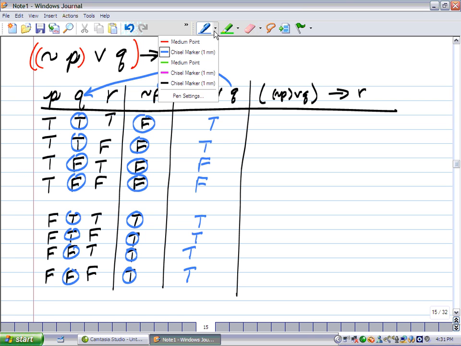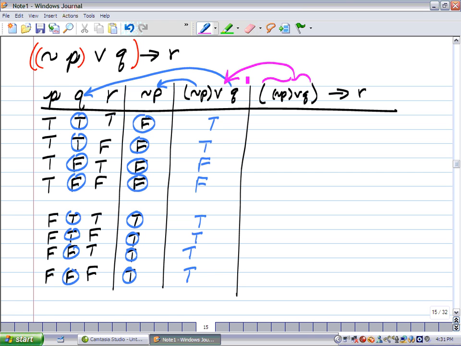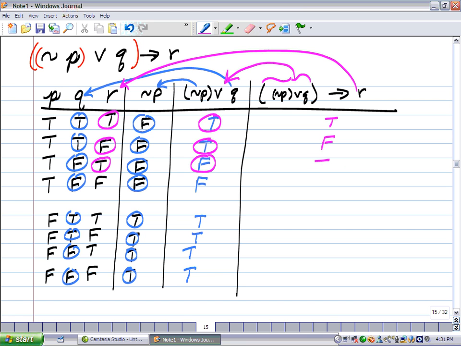And then finally, I have my implication line. So this whole thing is this column implies this column. So true implies true, it's true. True implies false, it's false. False implies anything, including true, it's true. False implies false, it's true. True implies true, it's true. True implies false, it's false. True implies true, it's true.